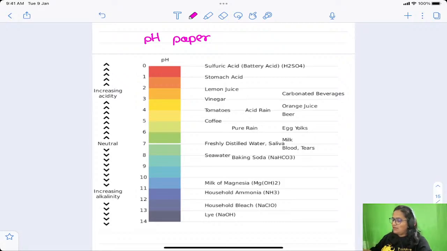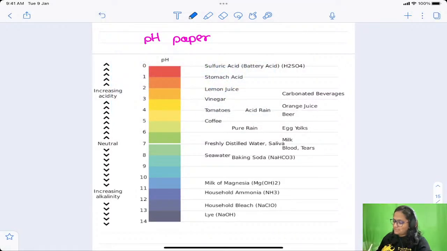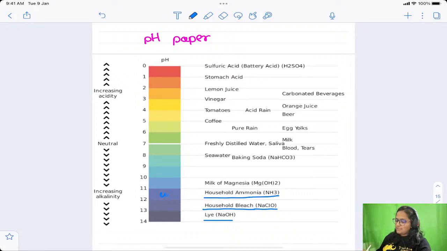Starting from red, orange, yellow to blue, right, and indigo. So these are the colors. First of all, I'll start from the bottom. This is the color for the NaOH, which is also called lye. Next is for bleach, the household bleach, the bleaching powder, which we use many a times. Then next is for household ammonia solution. Its pH is in this color, this range 11 to 12. You can see the color. Then next is milk of magnesia, which is magnesium hydroxide. Milk of magnesia is used as an antacid to treat the acidity, whose pH range you can see here.